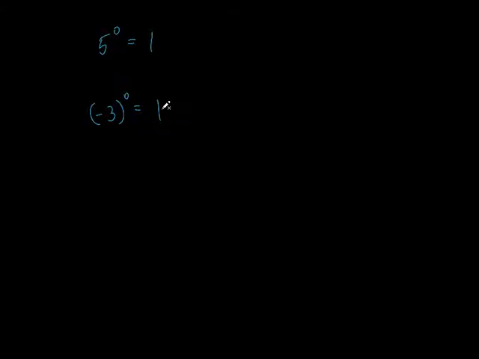Does that make any sense? Okay. What if I had 5x squared y z to the third, and that whole thing was to the 0? What's that equal to? It's equal to 1. All right. I'm beating a dead horse now, aren't I? All right, what if I did this?